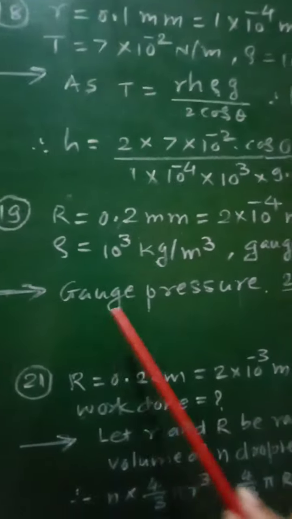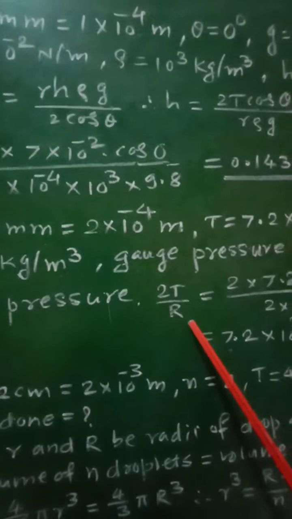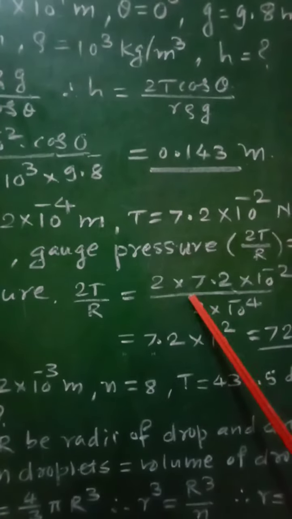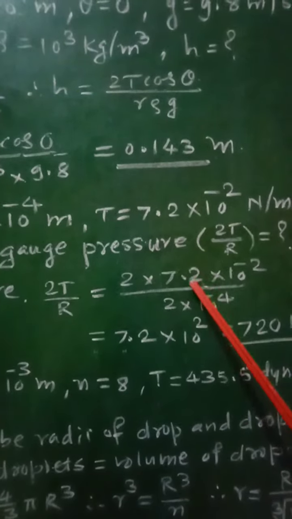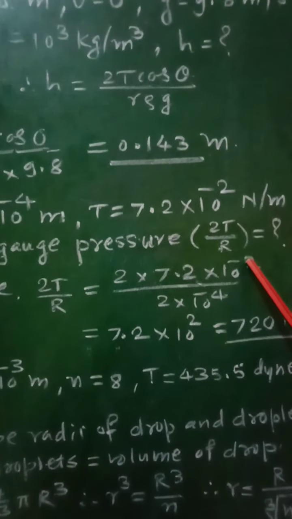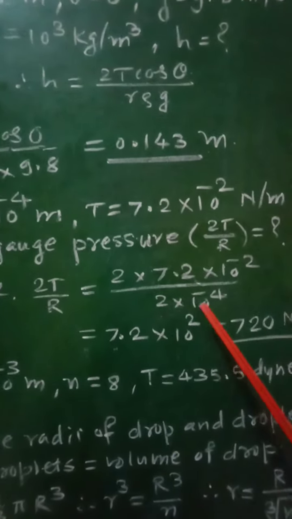So the gauge pressure 2T by R will be equal to, putting the values, 2 into 7.2 into 10 raised to minus 2 upon 2 into 10 raised to minus 4.